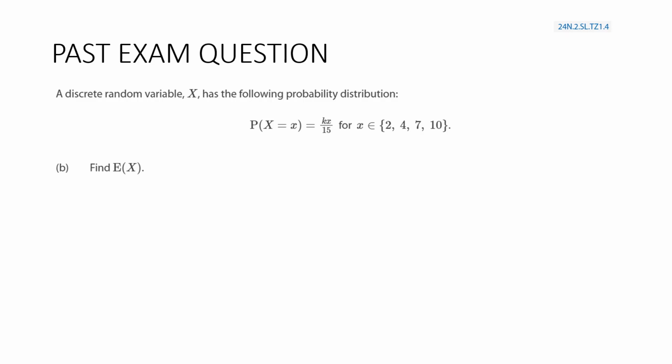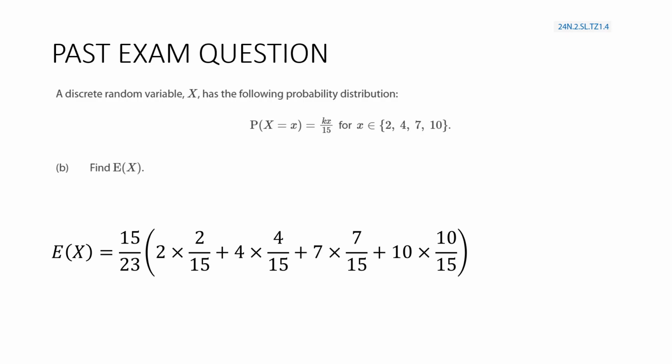B, find the expected value of X. So remember, we're going to take each of these x values and multiply them by their corresponding probabilities. Now k was 15 on 23, so I'm going to take that out the front. And we're going to get 15 on 23 multiplied by 2 times 2 on 15 plus 4 times 4 on 15 plus 7 times 7 on 15 plus 10 times 10 on 15. And putting that in the calculator, we get 7.35.